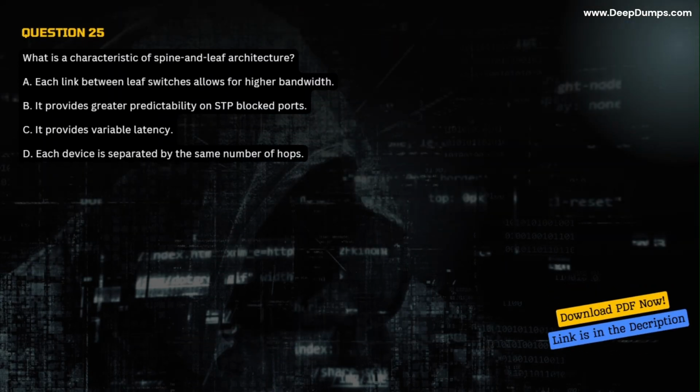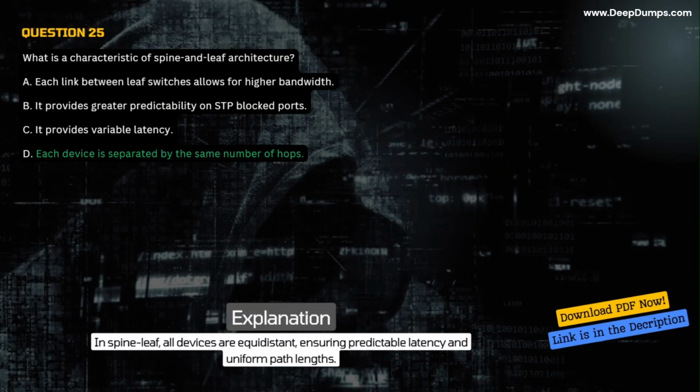Question 25. What is a characteristic of spine and leaf architecture? A. Each link between leaf switches allows for higher bandwidth. B. It provides greater predictability on STP blocked ports. C. It provides variable latency. D. Each device is separated by the same number of hops. Correct answer D. Explanation: in spine leaf, all devices are equidistant, ensuring predictable latency and uniform path lengths.